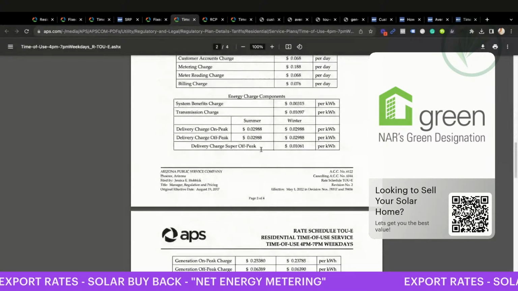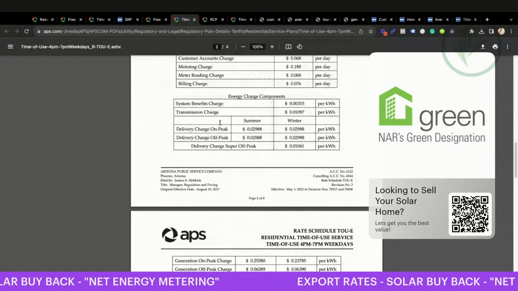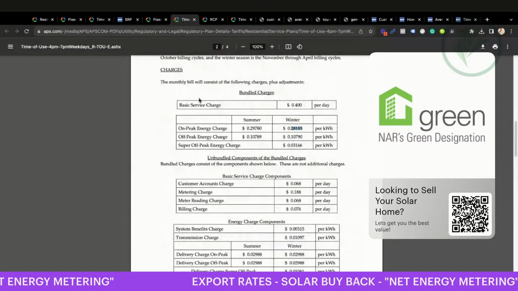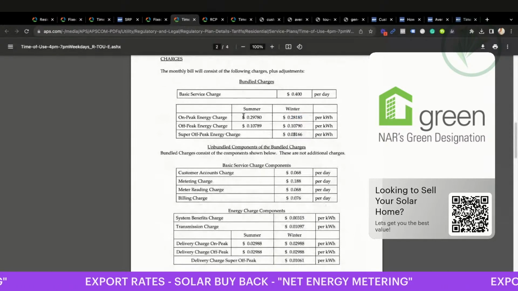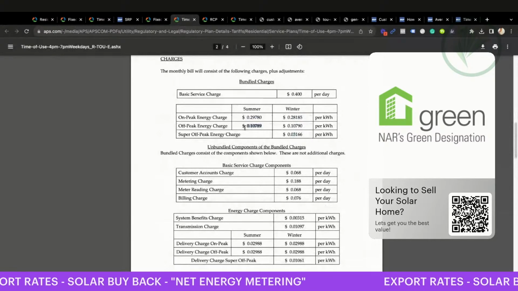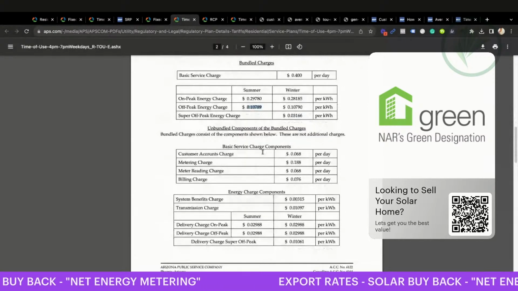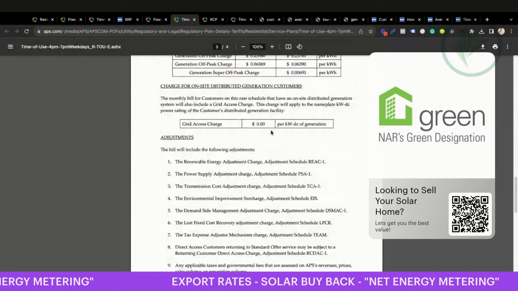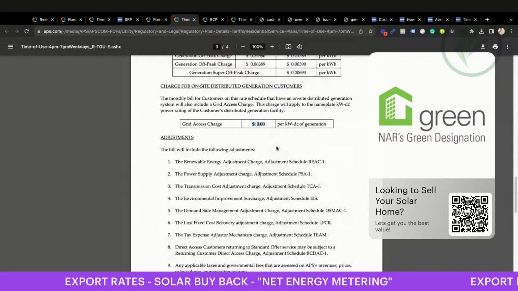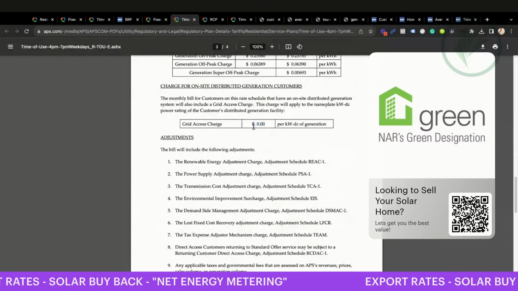However, there's the delivery charge, blah, blah, blah. But you always look at the bundled stuff, man. Oh yeah, this one's not a demand-based plan. So this is what your on-peak would be. This is what your off-peak would be. We always look at the summers just because that's the worst. And then there is no grid access charge. That's good to know. Zero.